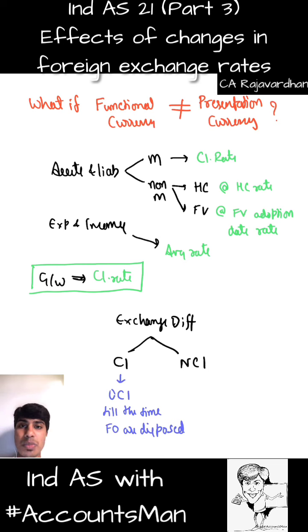Till the time my foreign operations are disposed, it will remain in OCI. The day I give up my entire investment or give up my control over the foreign operations, or the day I acquire those foreign operations into my business, on that day I will remove it and then transfer to P&L. Till then it should be recognized only in OCI and it will not be transferred to P&L. So this is the point.